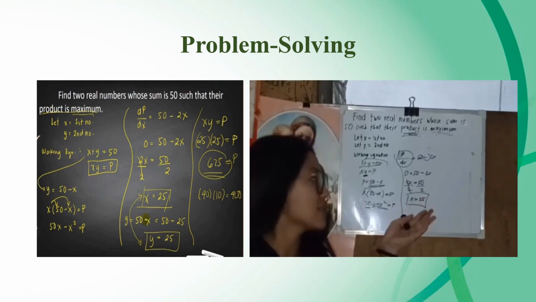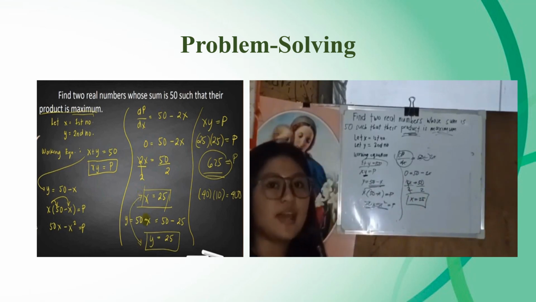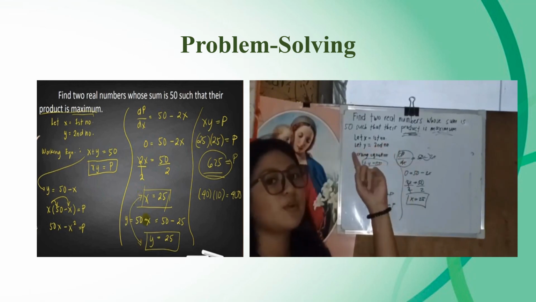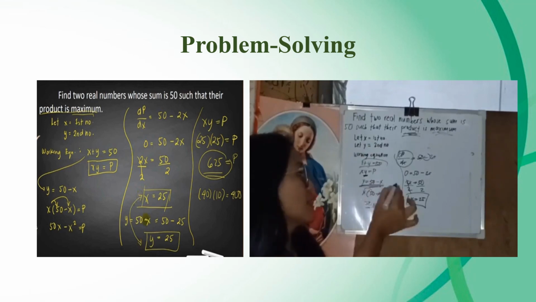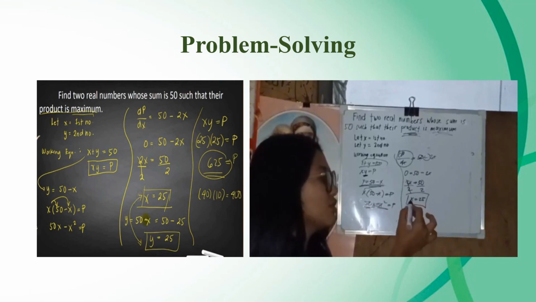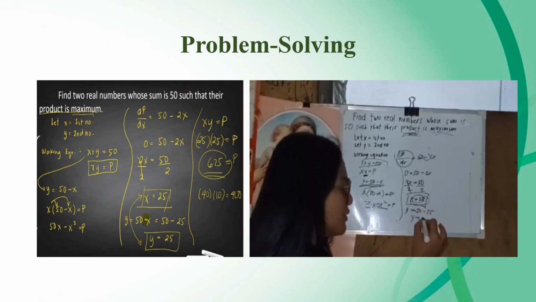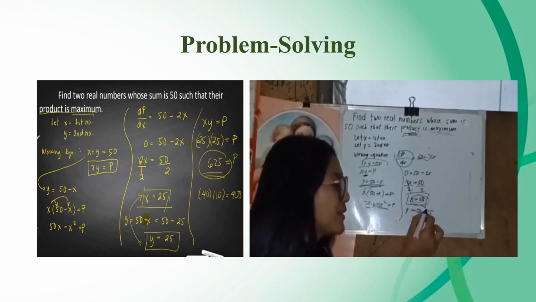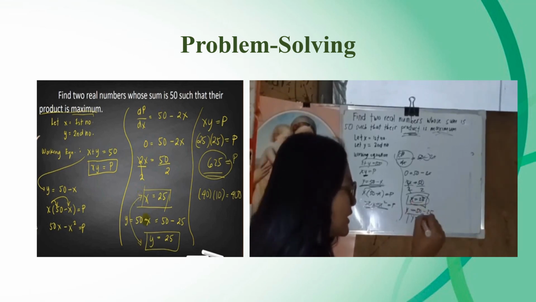That is the value of x, since 50 divided by 2 is 25. So next, let us find our second number, which is y. So to get y, let us use this equation. So y is equal to 50, then substitute x, which is 25. So y is equal to 25, since 50 minus 25 is 25. That is our y.